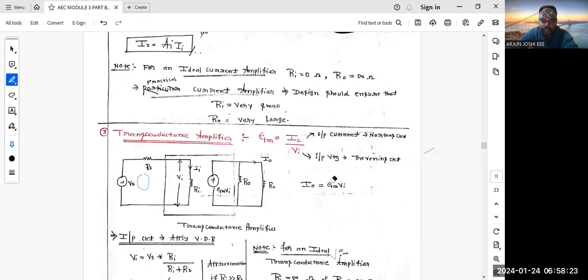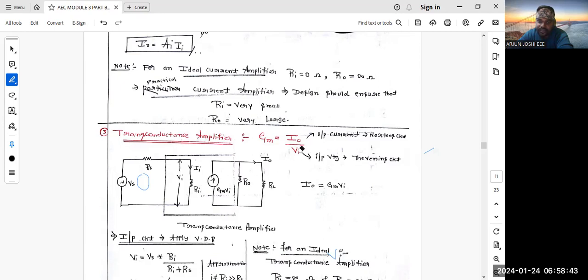Now, what is the transconductance equation? GM is equal to I naught divided by VI. In the output, current is there; on the input side, voltage is there. So for input voltage, we need to apply Thevenin's theorem, and for current, Norton's theorem, as per our earlier understanding. So how to extract I naught? I naught is equal to GM VI.